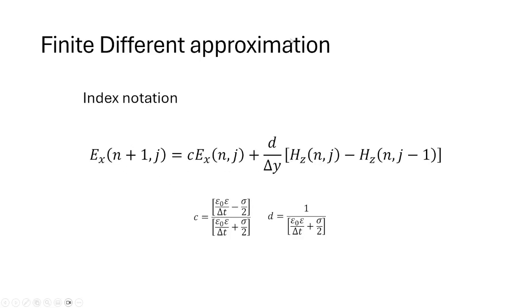And in index notation, we replace the t with n, and t plus delta t becomes an n plus 1. All of our y positions become j's, and this is what the update equation looks like in index notation. And here we've included the space derivative of the magnetic fields.